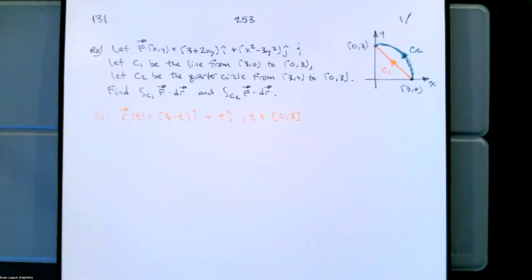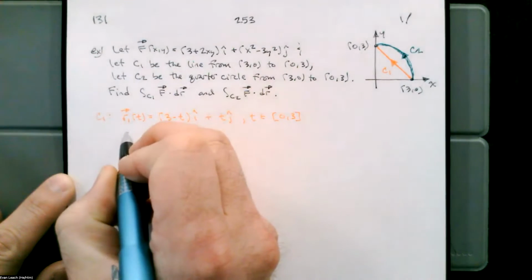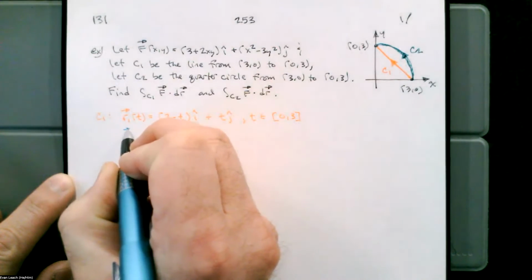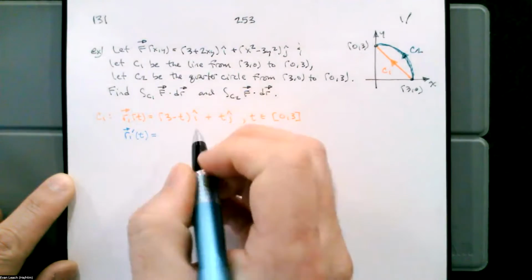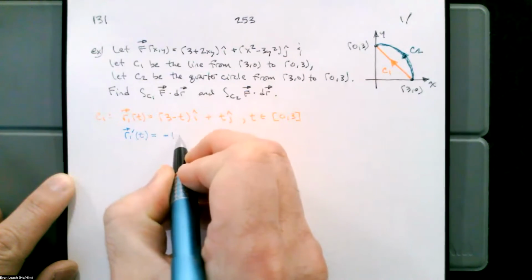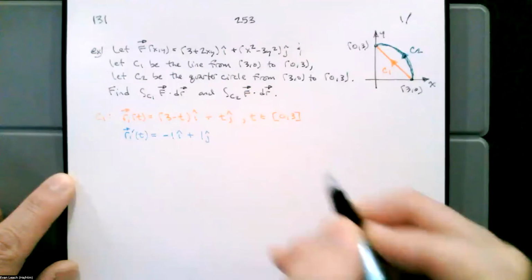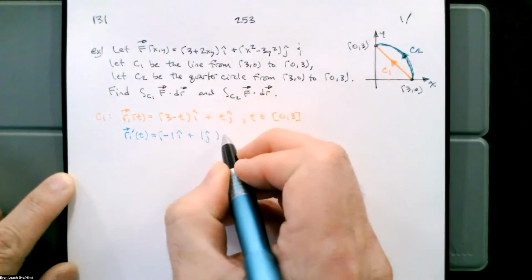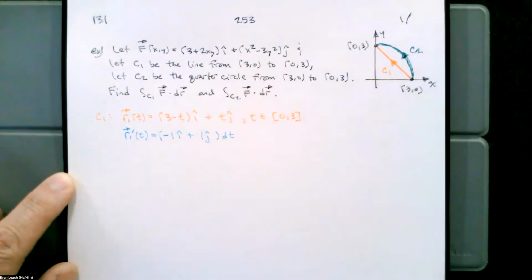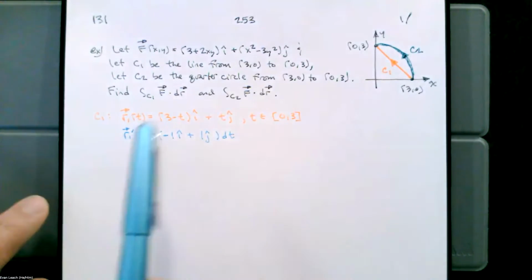So now we've got our parameterization for the curve. We also need the dr. So I need the derivative of this. The derivative of 3 minus t is -1. And the derivative of t is 1. And this is all multiplied by dt. This should have a dt in it.